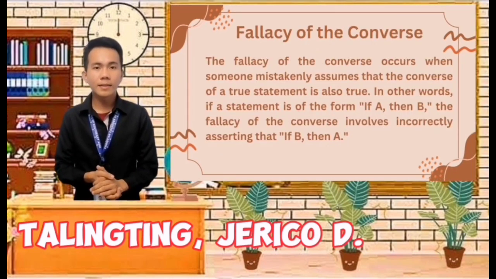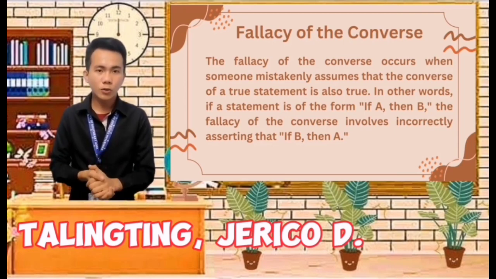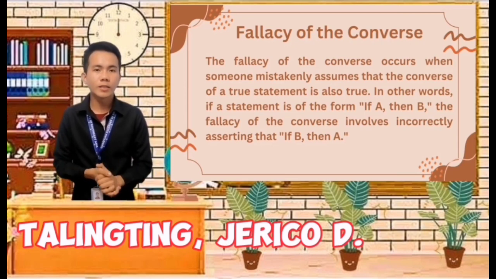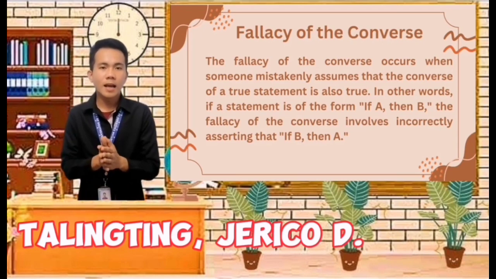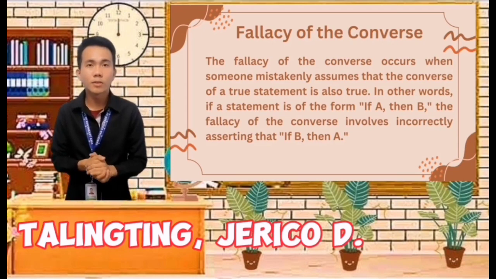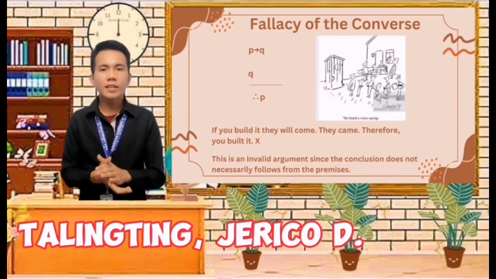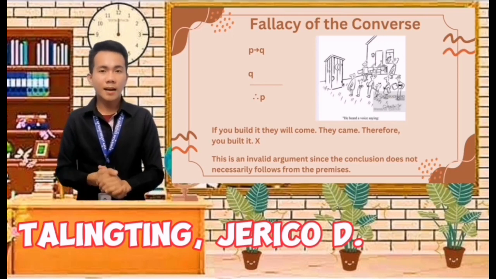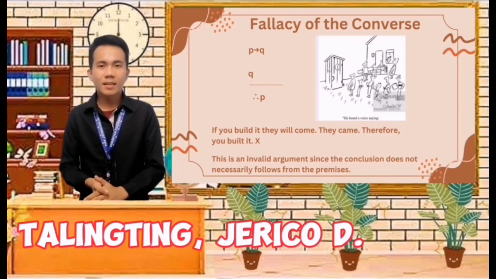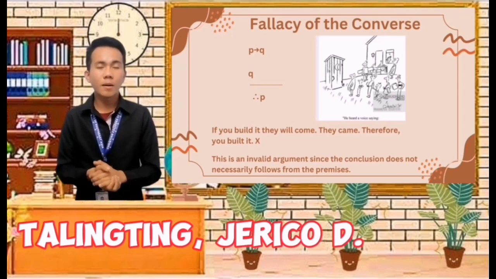The next one is the fallacy of the converse. It occurs when someone mistakenly assumes that the converse of a true statement is also true. In other words, if a statement is of the form if A then B, then the fallacy of the converse involves incorrectly asserting that if B, then A. So here is an example of the fallacy of the converse. The statement: if you build it, they will come. They came. Therefore, you built it. This is an invalid argument since the conclusion does not necessarily follow from the premises.